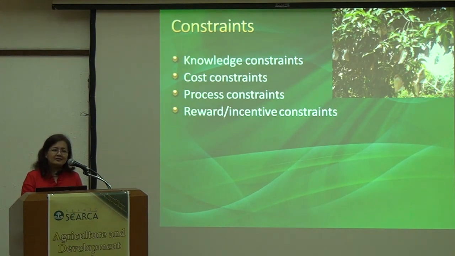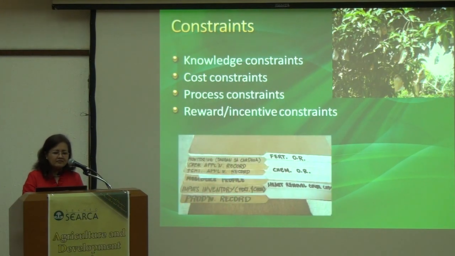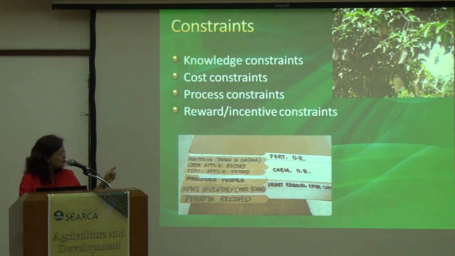Next is cost constraints. I'll show you some calculations later on. I'm sorry, I'm running out of time. Cost constraints are very expensive. I'll show you later. You see this? This is just a pile of records. Monitoring, chemical application, fertilizer application, inputs inventory, production record. Many of you, our students, always say that very few farmers keep records. And if you have to keep a voluminous record like this, you will be discouraged to pursue certification.